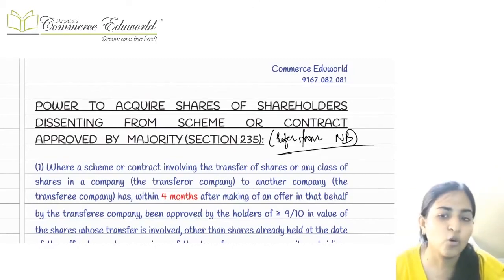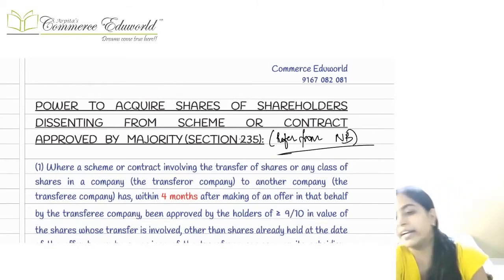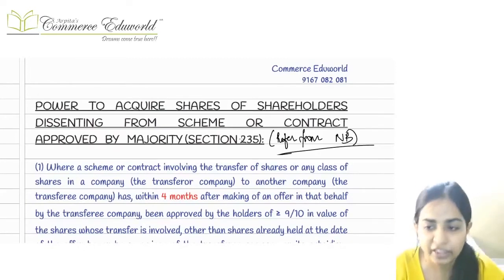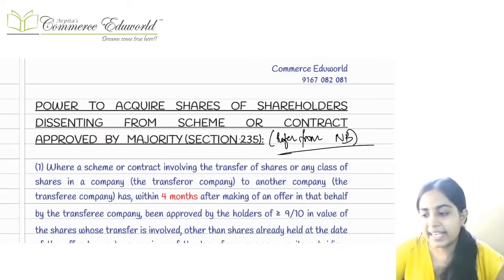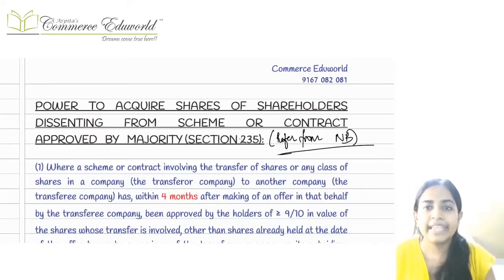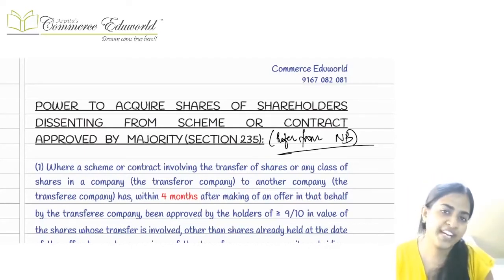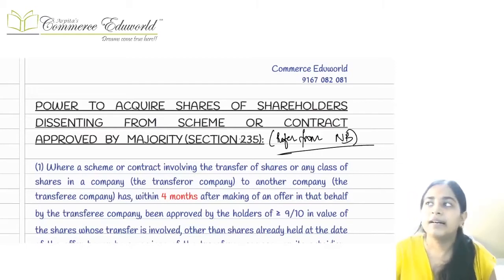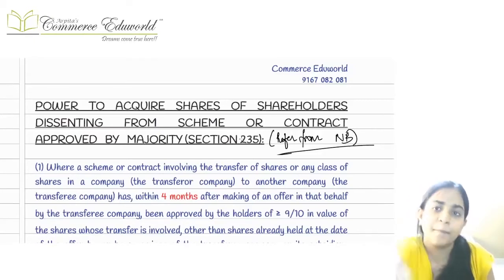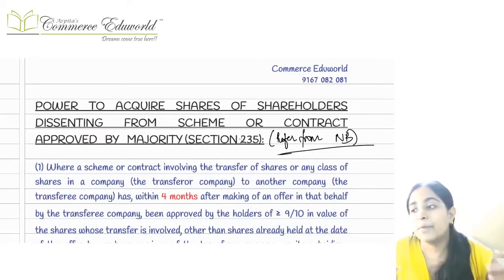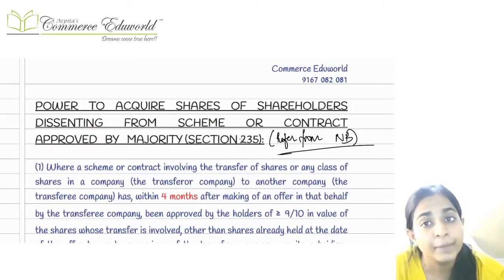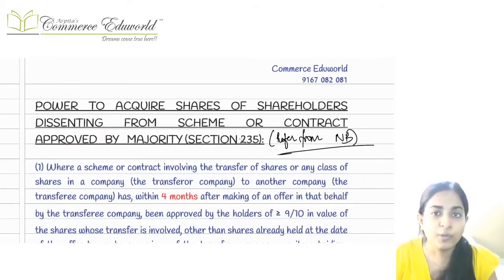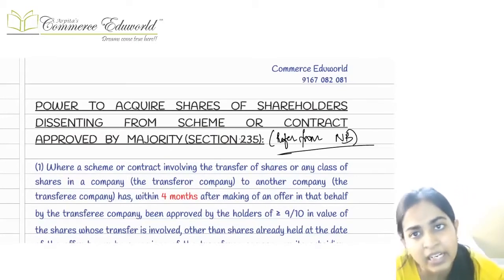Going on to the next section, that is section number 235. Section 235 is a very simple section. 235 talks about the scheme whenever any transfer of shares happens. Okay, say for example, whenever a particular company is acquiring another company. Okay, whenever a purchasing company is acquiring the selling company, the purchasing company will have to give the offer to the shareholders of the selling company, because the ultimate people who would be affected here are the shareholders of the selling company.